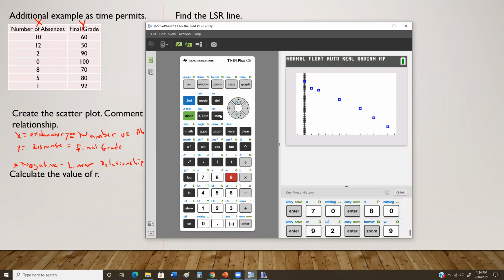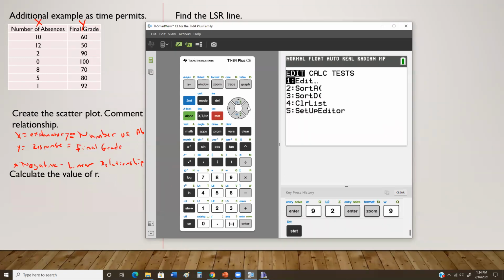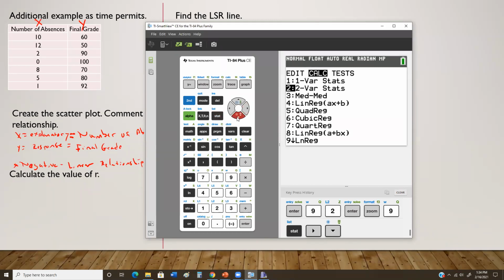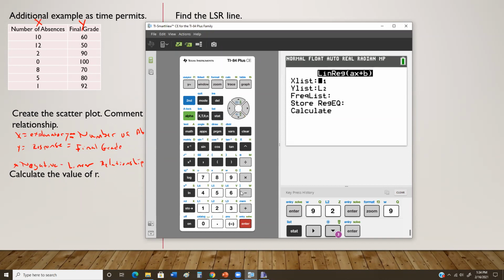You go to stat and then calc and then 4. Yep. You hit stat, you scroll over to the calc, you scroll down to option number 4 here. Okay, so I'm going to hit enter here. If you have the TI-83, you just hit enter again. TI-84, you got to go down to calculate and hit enter. And how many people see this? Got it. Anybody else? Got 1, 2, 3.